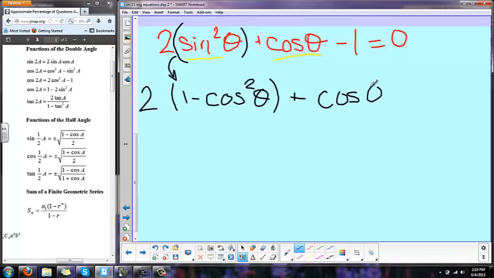So then I'm just going to do a little bit of work. I have to distribute that 2 on the other side, and then I have to rearrange some things. So this is 2 minus 2 cosine squared theta plus cosine theta minus 1 is equal to 0.